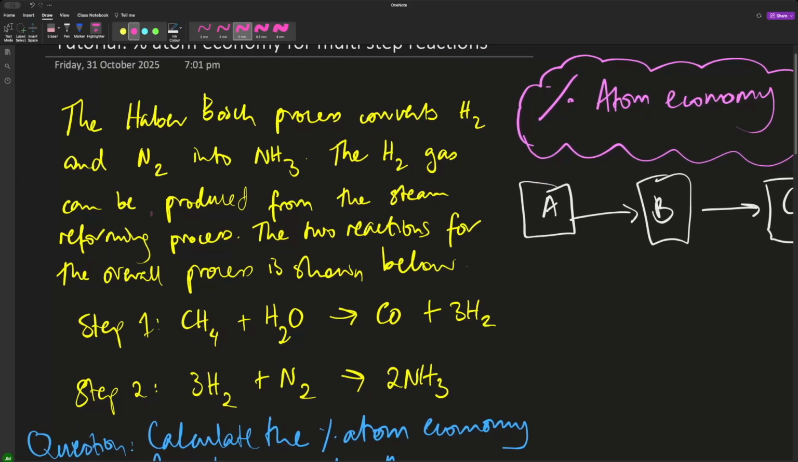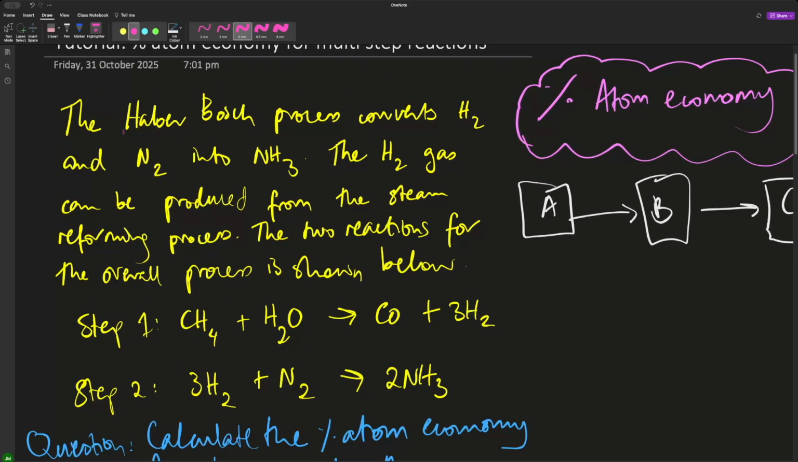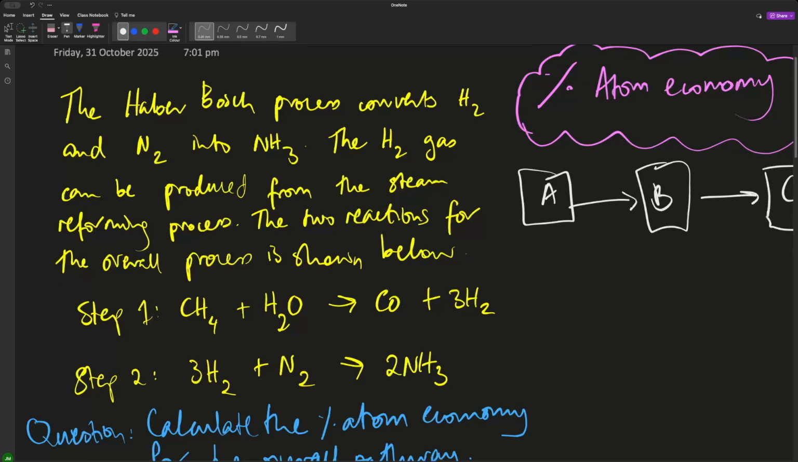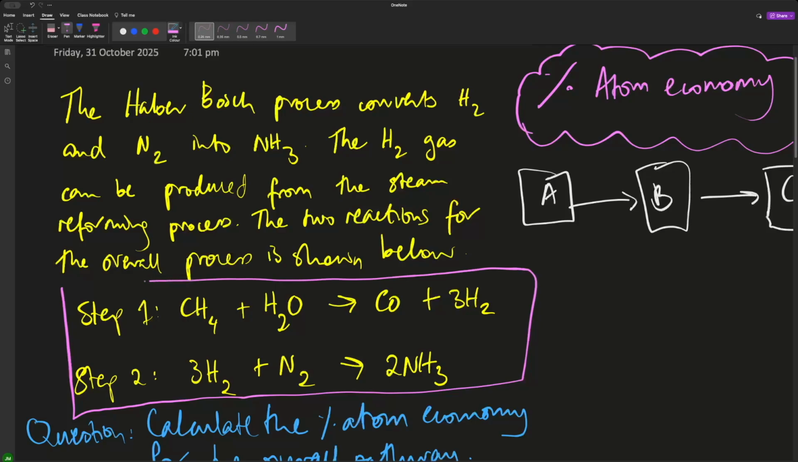Imagine the Haber-Bosch process. We've talked about this quite a bit already. The Haber-Bosch process converts H2 and N2 into NH3. The H2 gas can be produced from the steam methane reforming process. The two reactions for the overall process are shown below. So there are two steps.